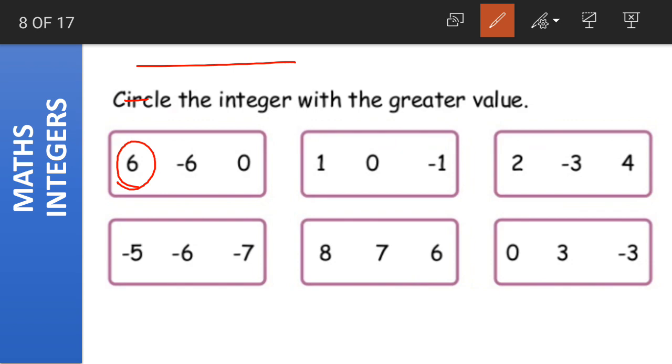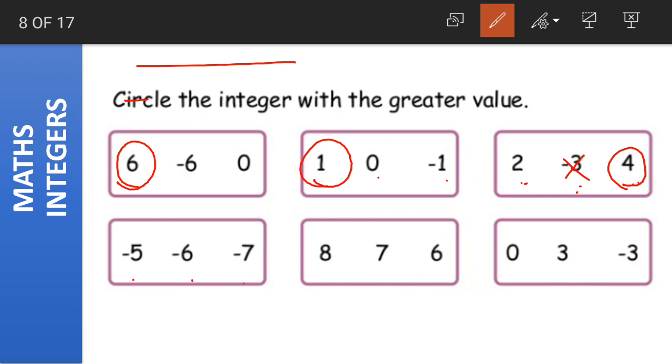Second, 1, 0, -1. Again, positive integers are always greater than negative integers. Positive integers are always greater than 0. So, what is the positive integer here? 1, which is greater than both 0 and the negative integer. 2, -3 and 4. Negative integers are always less than positive integers. So, this negative integer is straight away eliminated. Now, we are left with two positive integers, 2 and 4. Now, which number has the greater absolute value here? 4, right. So, 4 becomes the integer with greater value.